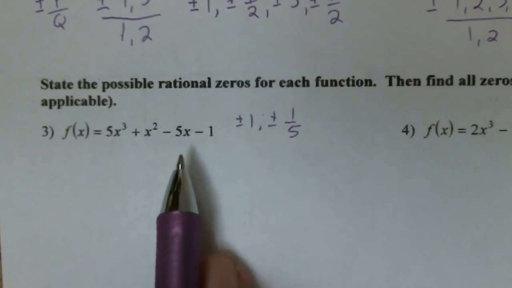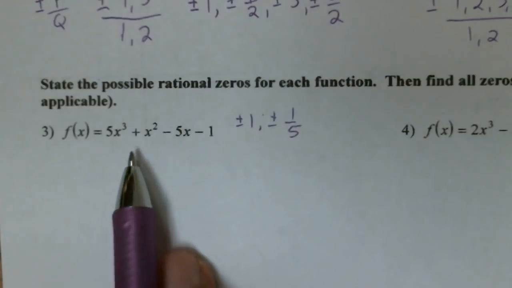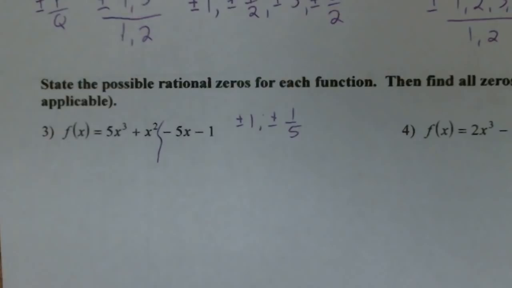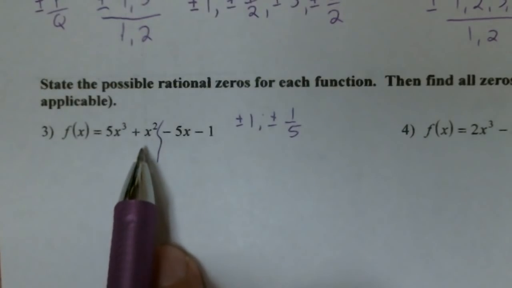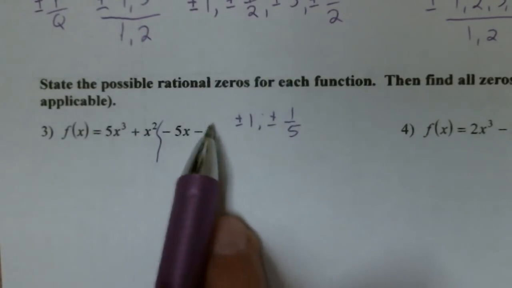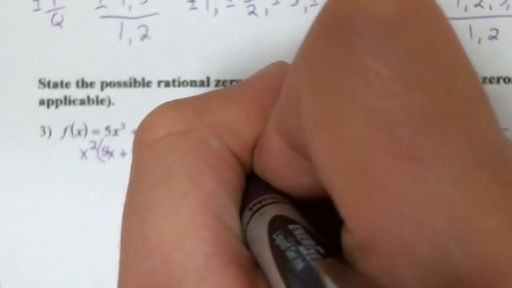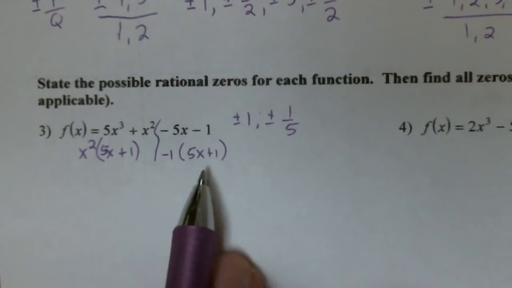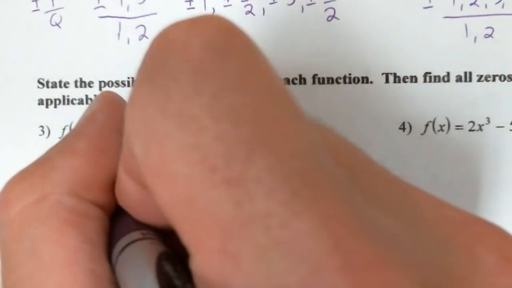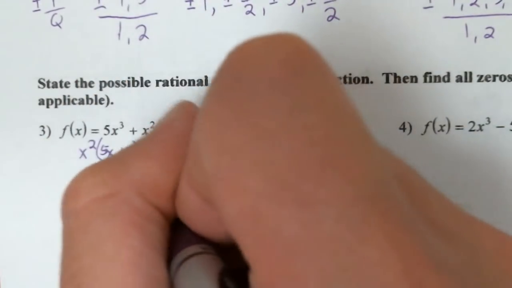Okay, so in this case, if I were to draw a curtain here, and see if I could pull out a GCF on both sides, just like we're factoring by grouping here. I could pull out an x squared, and that's going to leave me with 5x plus 1. Here I can pull out a negative 1. That's also going to leave me with a 5x plus 1. Okay, so in that case, I have two different factors. I have 5x plus 1, and I have the stuff left over on the outside, the x squared minus 1.